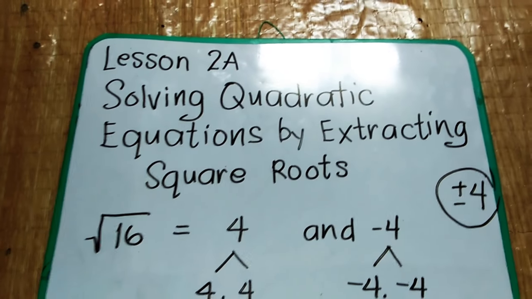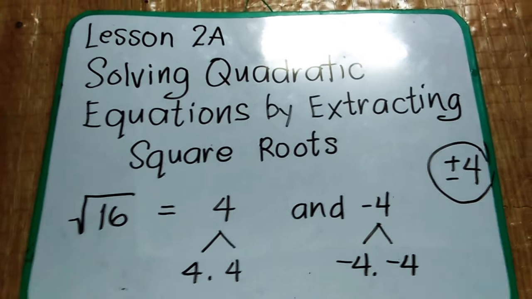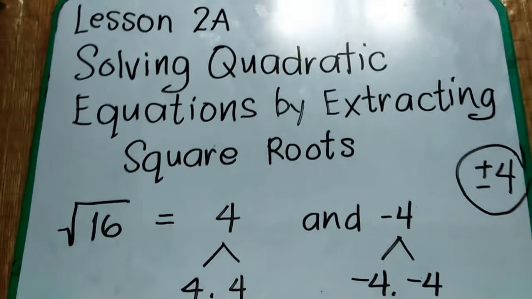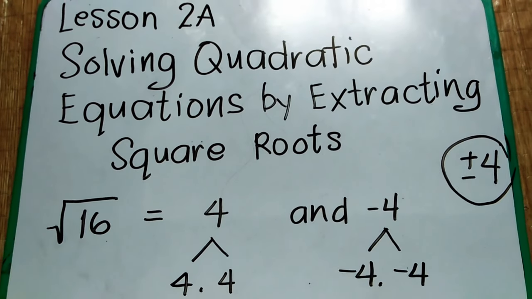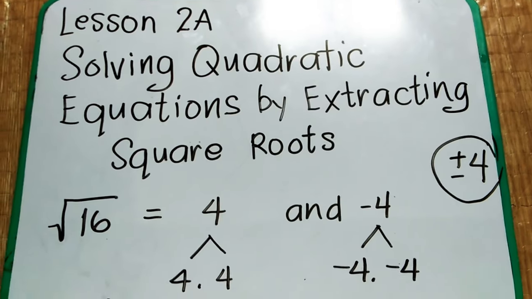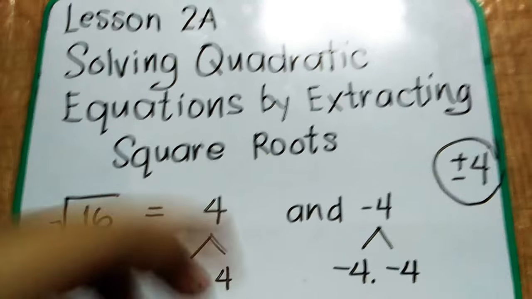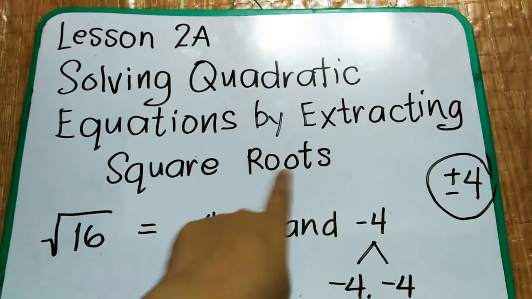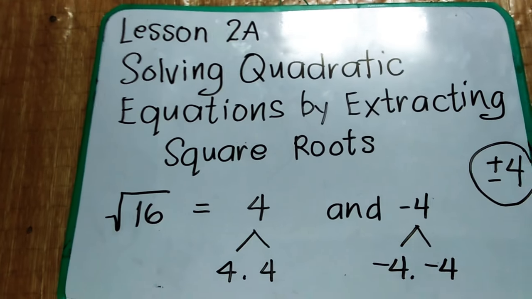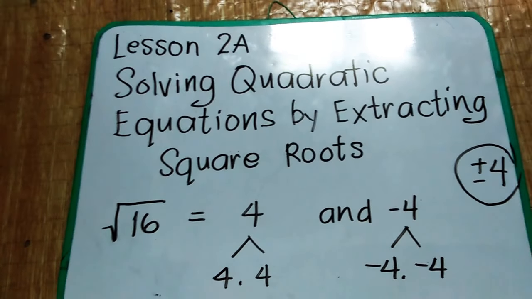Alright, so let's see. There are many different ways to get the roots, but we will start with this: solving quadratic equations by extracting square roots. The first method to get the roots of a quadratic equation is extracting square roots. What is a square root? You've heard this before, but let's recall it.